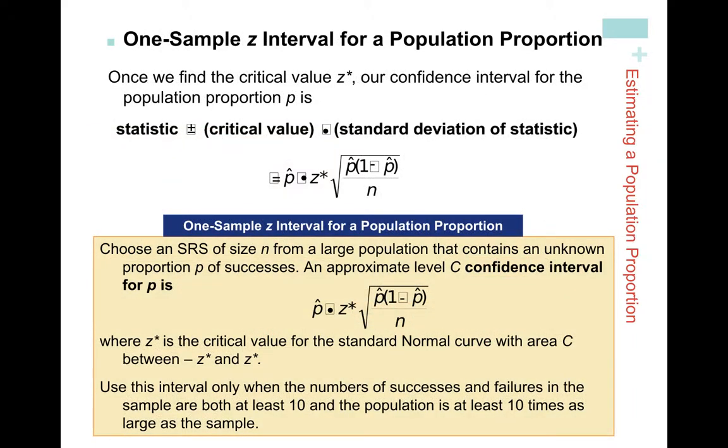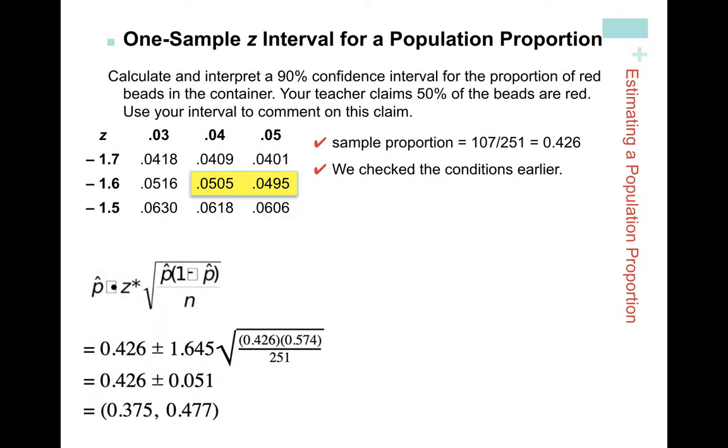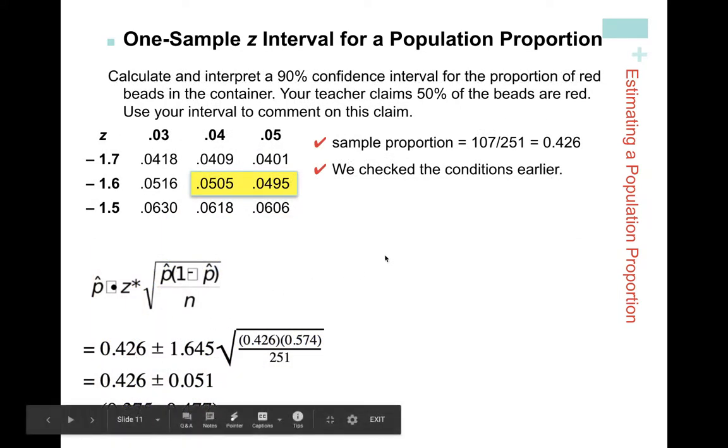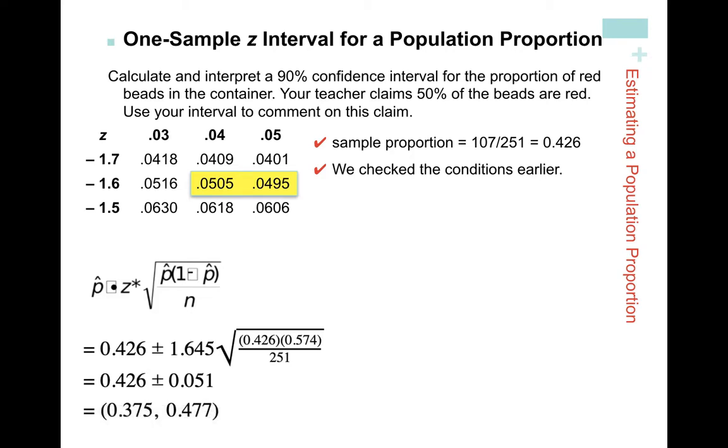Okay, so here we go. We have statistic plus or minus critical value times standard deviation of the statistic. In this case, we're going to use the standard error because that's all we have. So here it is. Your statistic, your p hat, was 0.426. That was your sample proportion. Plus or minus your z star. For a 90% confidence interval, we're using 1.645. And then under the radical, you have p hat, q hat over n.